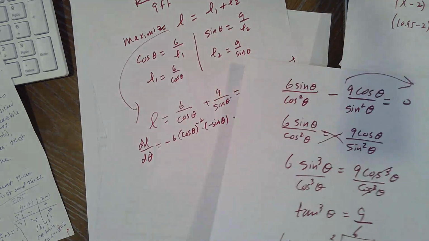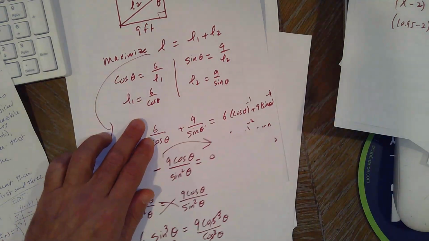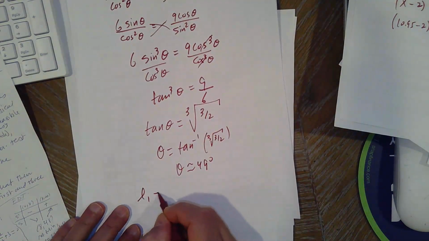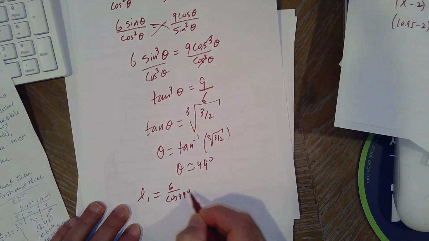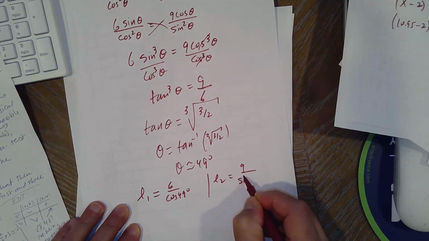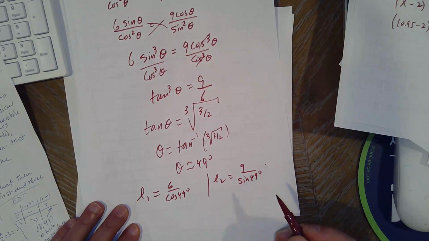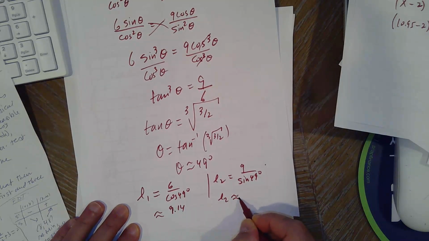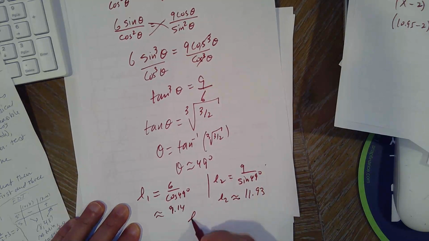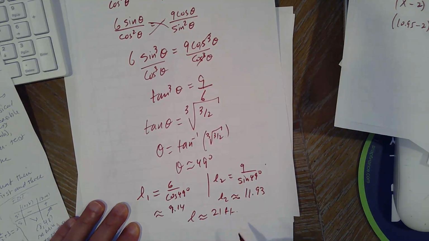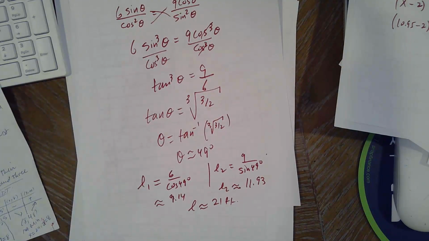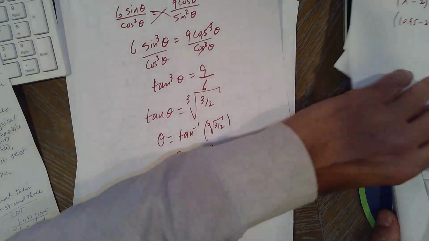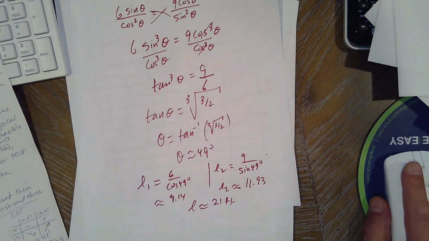And now we can find L1 and L2. L1 is 6 over cosine 49. L2 is 9 over sine 49. And that gives me the answer. L1 is roughly 9.14, and L2 is roughly 11.93, so L is roughly 21 feet if you add them up. And that's going to give you the largest pipe that can go around that corner. And that's it for section 4.7. We don't have to do 4.8, so next I'm going to go over 4.9 with you.